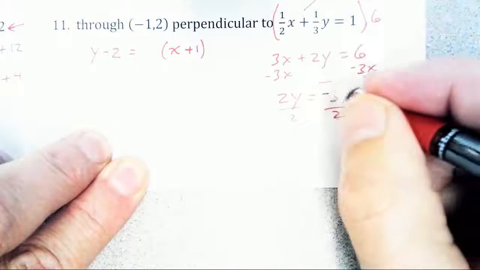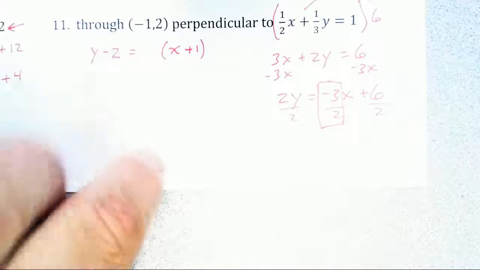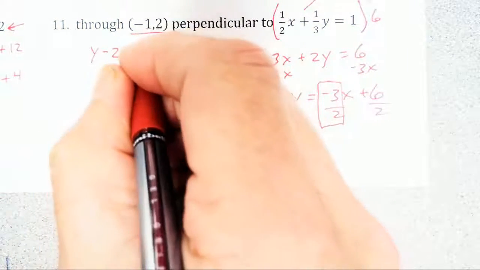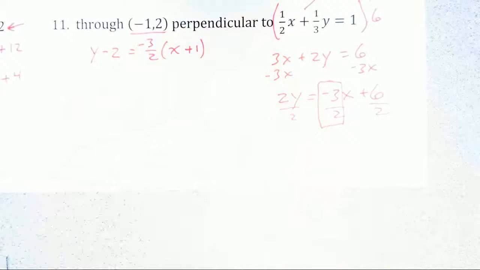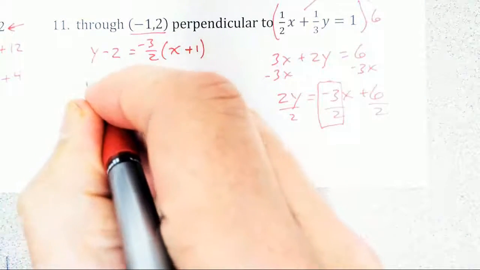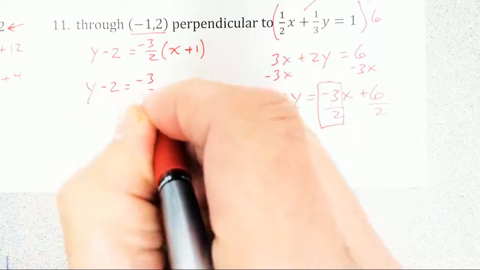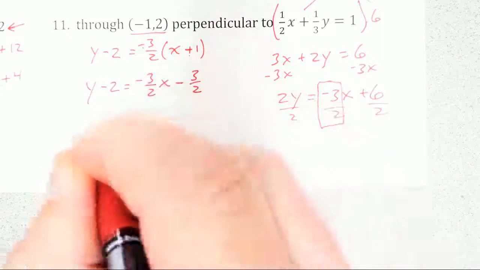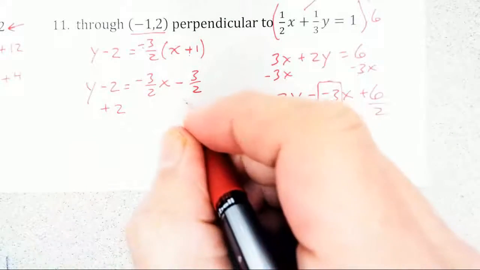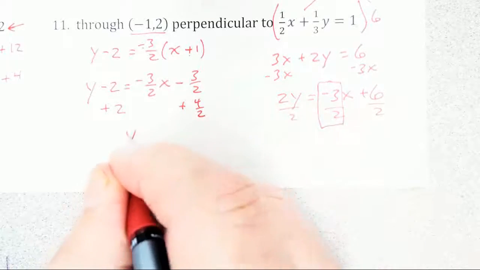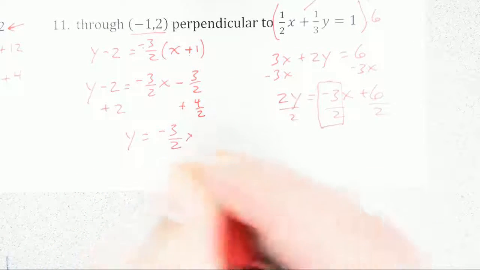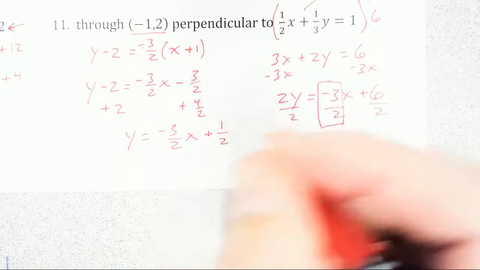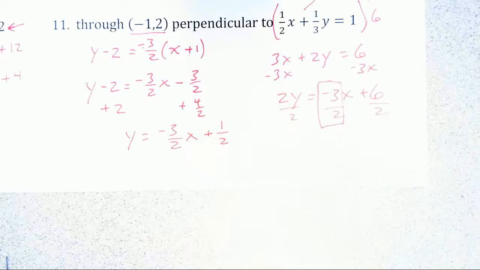Divide by 2, and really at this stage, I've got what I'm looking for. I've got my slope, negative 3/2, and it passes through this point. Solve for y. y minus 2 equals negative 3/2 x minus negative 3/2 times 1. Add 2, that's adding 4/2, and I get y equals negative 3/2 x, negative 3 plus 4, positive 1/2. And there you have it.